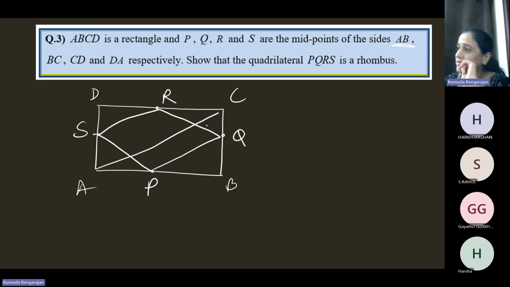What's the definition of a rhombus? A parallelogram in which adjacent sides are equal. You need to say the definition, not all the properties. It's a parallelogram. You'll have to prove the quadrilateral is a parallelogram, and after that, in the parallelogram, you need to prove any one pair of adjacent sides are equal. First prove it's a parallelogram, then any one pair of adjacent sides equal. Therefore, it's a rhombus.